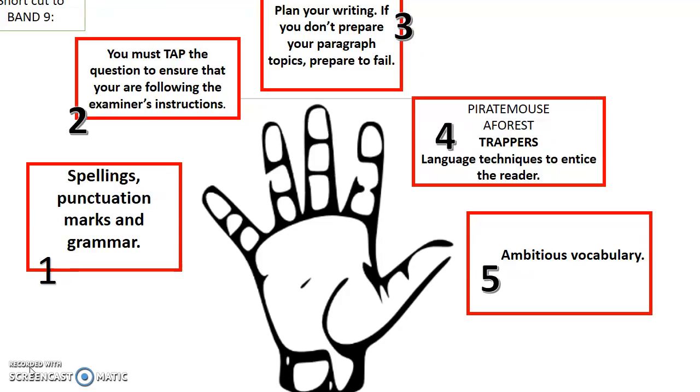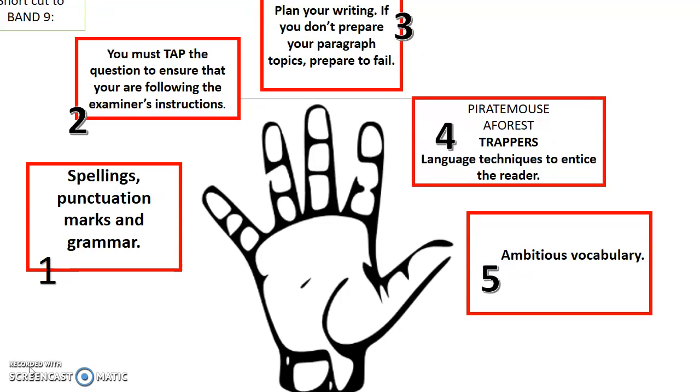Okay, and number 4, yes, language techniques are essential. So persuasive techniques, and there are acronyms. For example, AFOREST, PIRATE MOUSE, TRAPPERS, whatever. Please memorize one of these and use all of those techniques in your persuasive writing. And number 5, ambitious vocabulary. Trust me on this one.